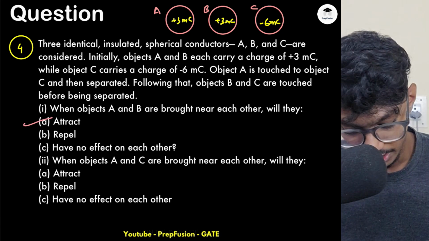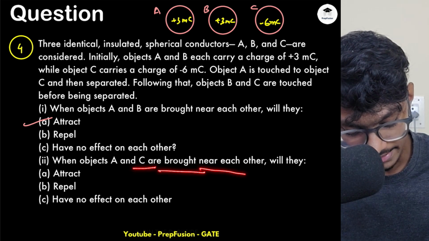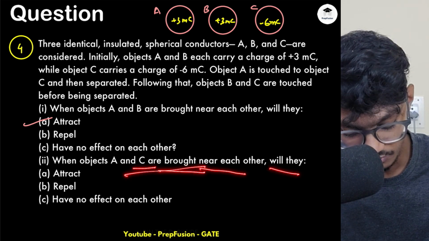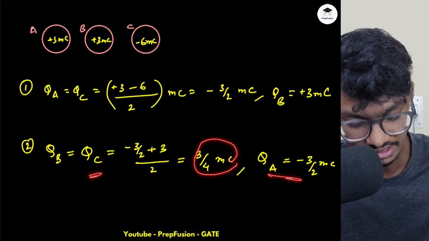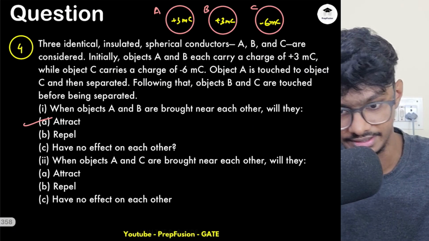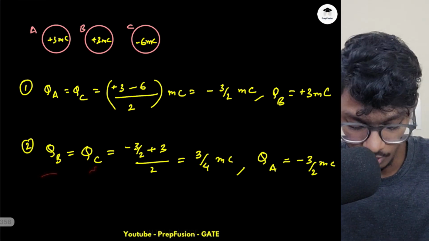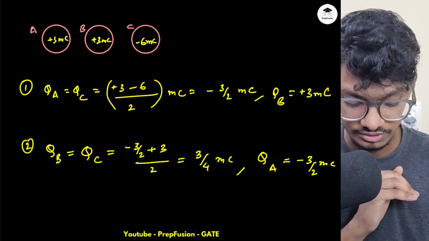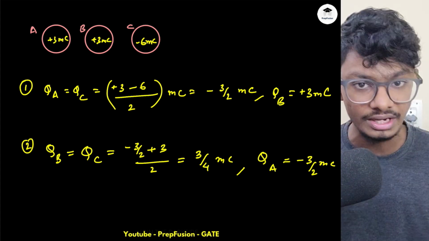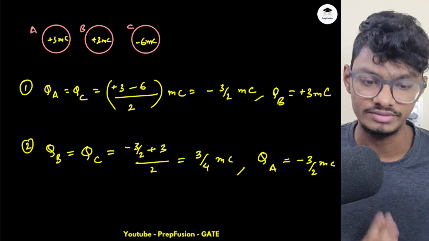Then when objects A and C are brought near each other, will they attract or repel? C has positive charge and A has negative charge, so they will also attract each other. If objects B and C were brought together, charge transfer occurred between them through conduction, so they will always repel because they have the same sign of charges.